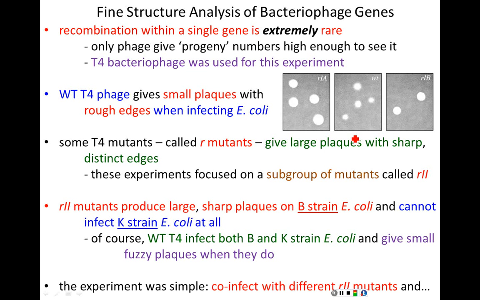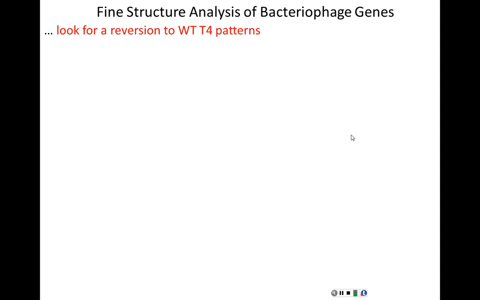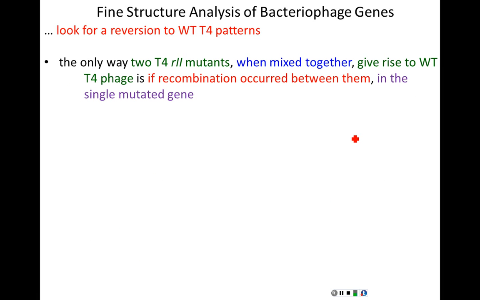The experiment that Benzer did to study and map intragenic distances was a simple one. He co-infected E. coli cells with different R2 mutants, and he looked for a reversion to the wild-type T4 pattern of the ability to infect K cells with small and fuzzy borders. The only way that two T4 R2 mutants, remember R2 is the gene, so the only way that two different mutants in the same gene could give rise to a plaque with a wild-type shape and give rise to an infection on K cells is if a recombination event occurred between them when they were mixed together and co-infecting a cell.